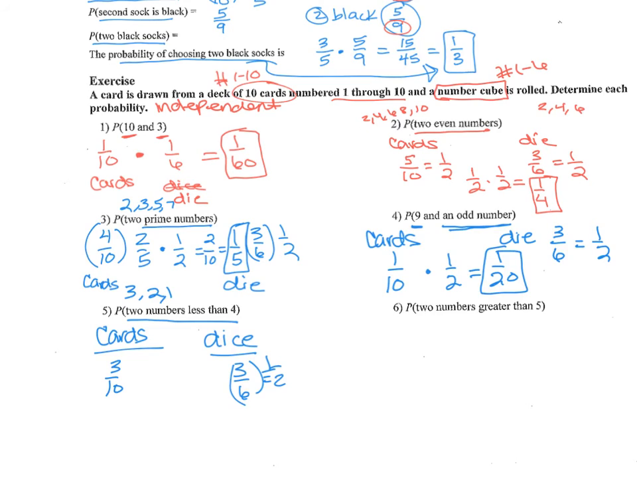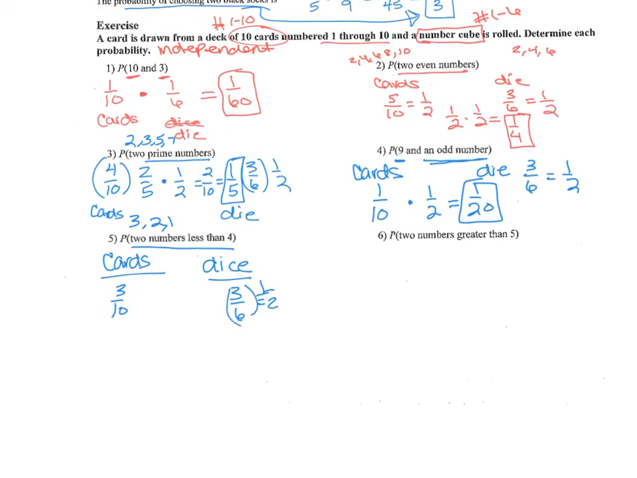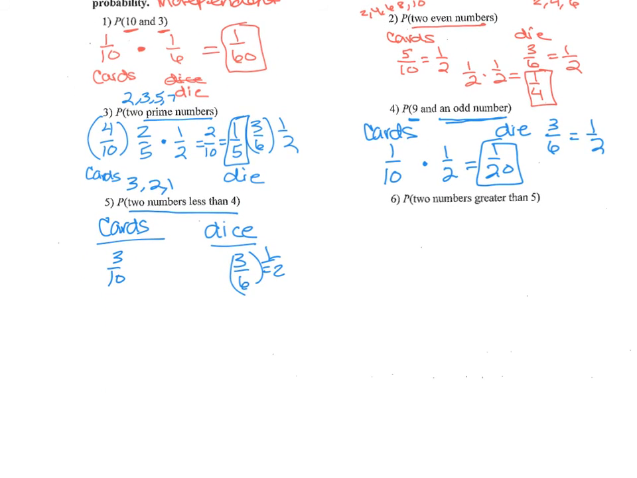So 3/10 times 1/2 is 3 over 20. 3 doesn't go into 20, so 3 over 20 is as small as we can make that fraction.